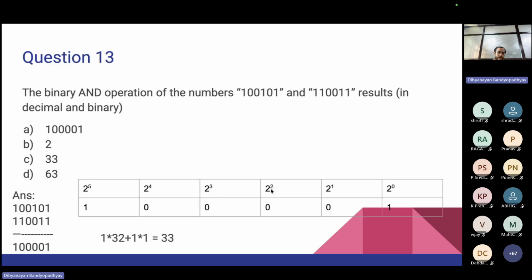At the second position, what was the binary output? This was 0. You put 0 here. At the third position, after the binary AND operation, it is 0 also. You put 0 here. At the fourth position, this is also 0. You put this 0 here directly. At the fifth position, it is 1. You put 1 here. So this is how you form the table. Any problem of understanding up to this point?